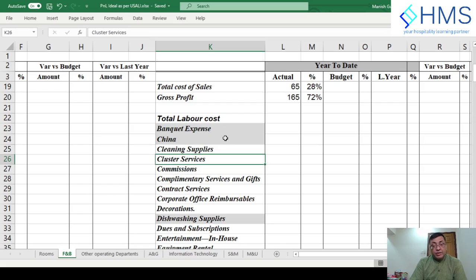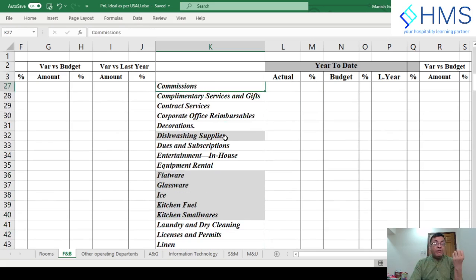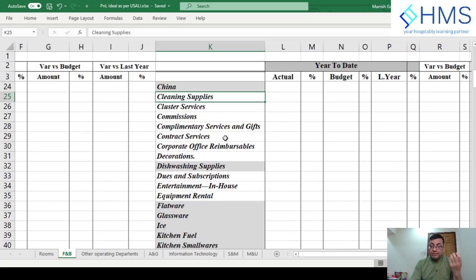Then you have decorations, which is mostly on the business level. Dishwashing supplies, business level. So you may want to compare the cost per guest. How much per guest we are spending on dishwashing, how much per guest we are spending on decorations. That way you will be able to see if it is really in line with the business, or whether we should be able to control the expenses.